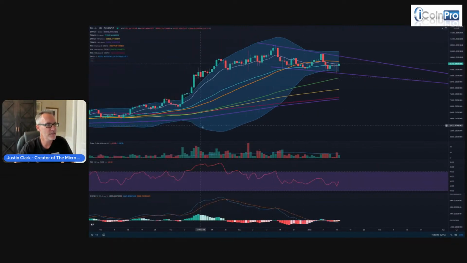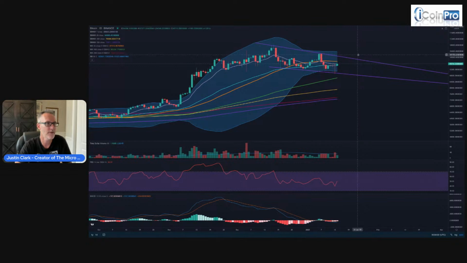This shaded area is a Bollinger Band. It's squeezy right now, meaning it's getting tighter. That means that we could see some volatility incoming, potentially in these markets, particularly if we bust out of this one way or the other.